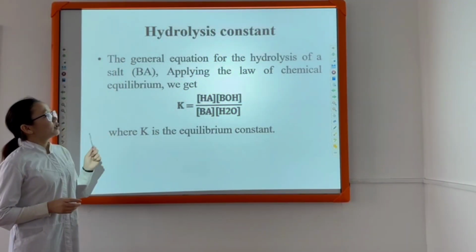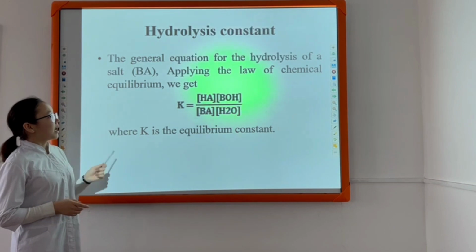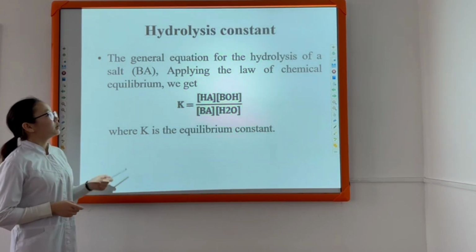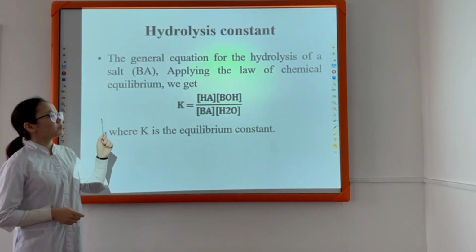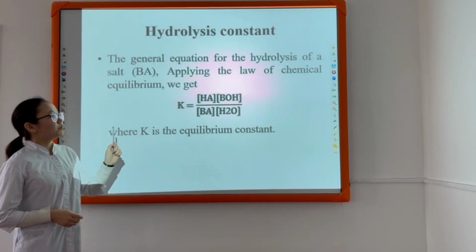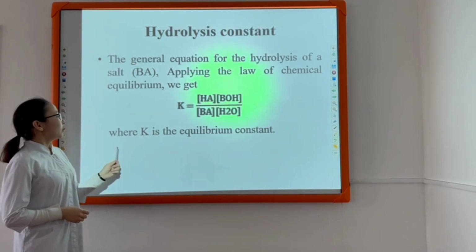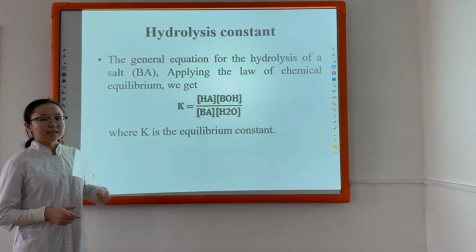Hydrolysis constant. For the general equation for the hydrolysis of a salt, applying the law of chemical equilibrium, we get K equals the concentration of HA multiplied by the concentration of BOH, divided by the concentration of BA and the concentration of water, where K is the equilibrium constant.